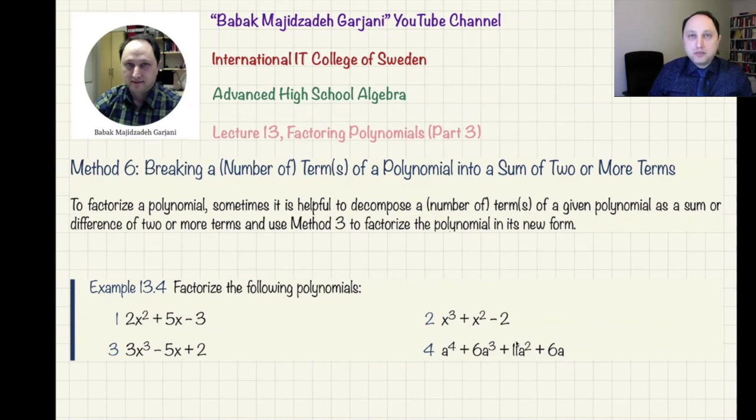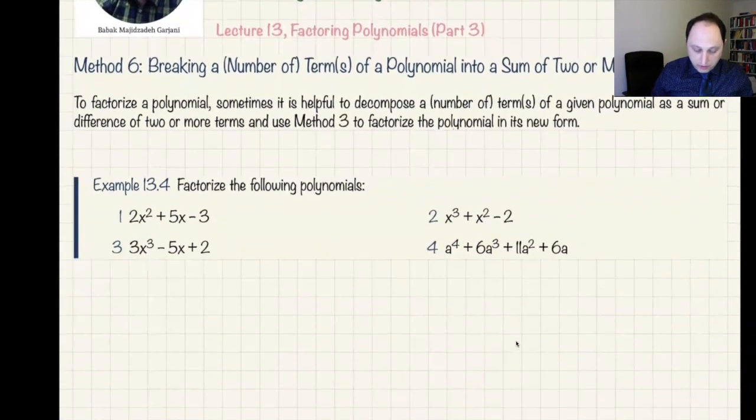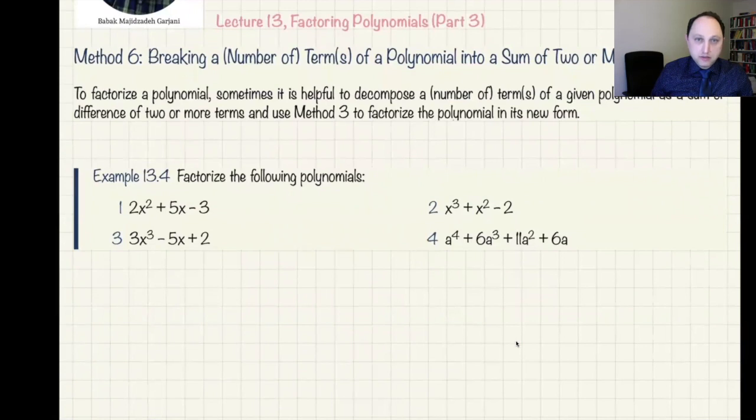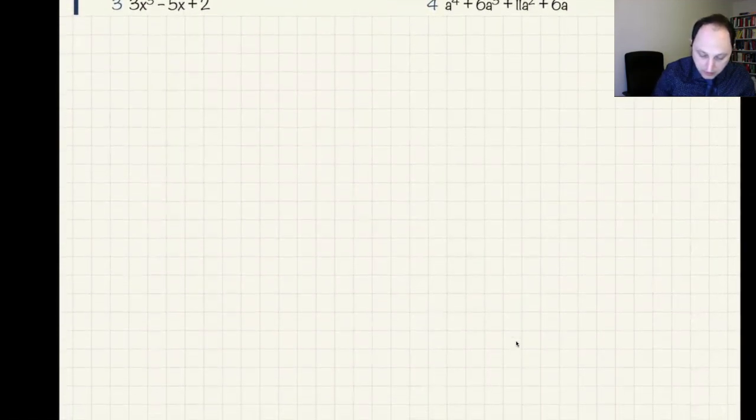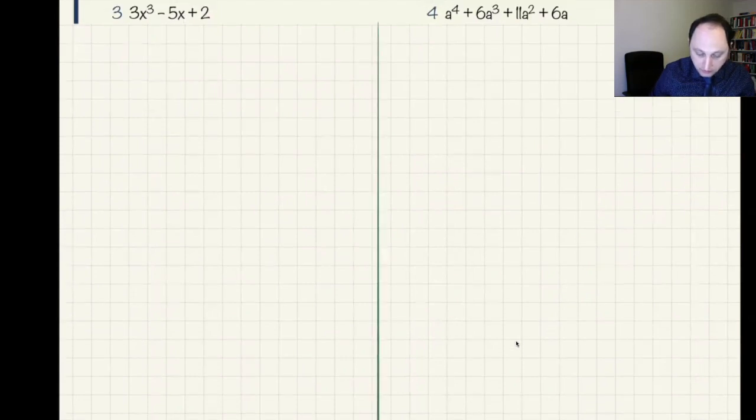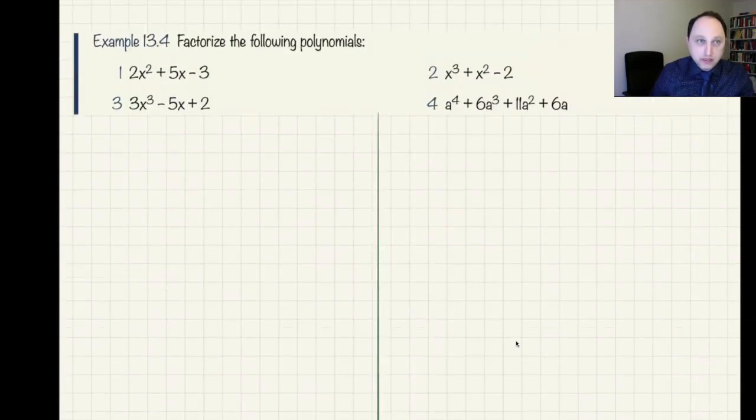This turns out to be a more general trick, not only for quadratic polynomials, but for a number of polynomials. I have written 4 examples here so that I will try to solve them for you and then describe them for you. Okay, so the first example, of course, is a quadratic polynomial. Let me divide this into smaller pieces here. Now I have 2x squared plus 5x minus 3 that I want to factorize.